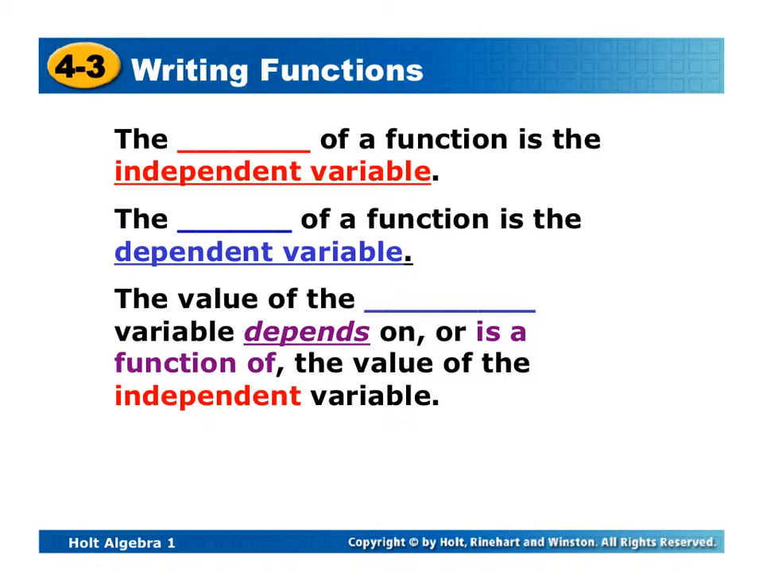The main thing to remember is that the input of a function is the independent variable, and the output of a function is the dependent variable. And typically this is going to be our x value, and typically this is going to be our y value. And the value of the output variable depends on, or is a function of, the value of the independent variable.